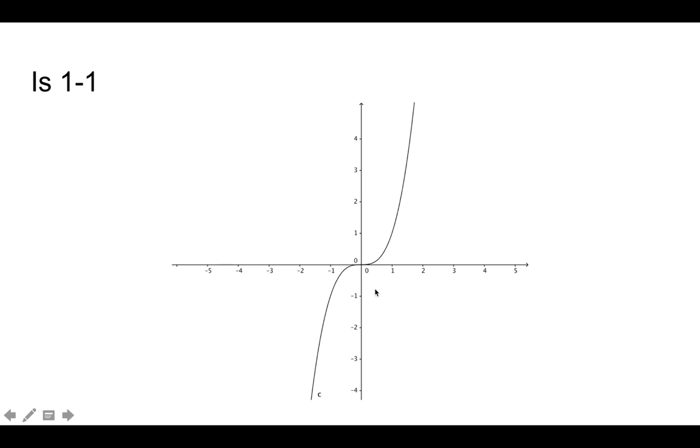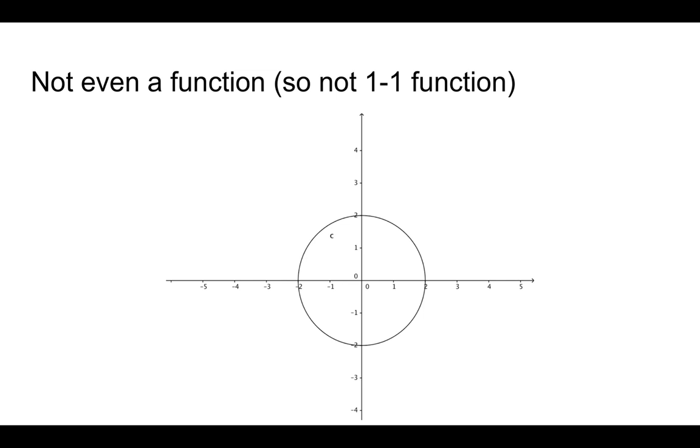X cubed, on the other hand, is one-to-one. If you know the output, you can trace it back to the input. Passes both vertical and horizontal line tests. A circle is not even a function. Can't be a one-to-one function if you're not even a function. This doesn't pass the horizontal or vertical line test.